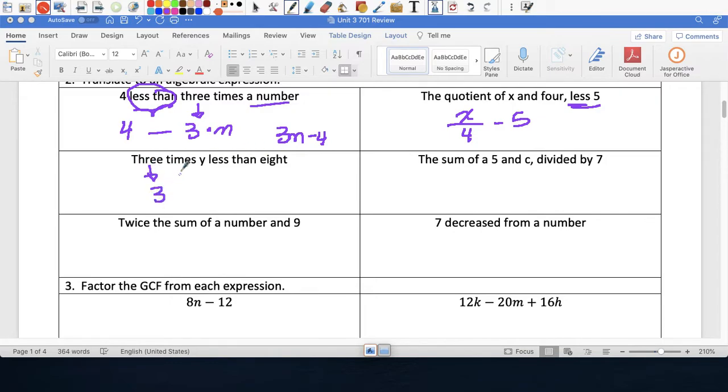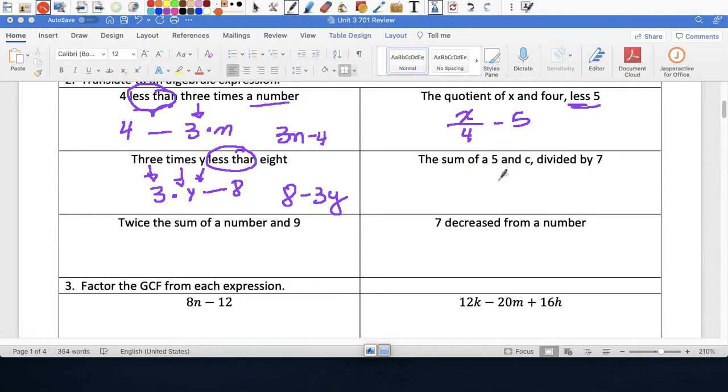3 times y less than 8. 3 times y less than 8. Again, it's the word less than. We're going to switch, so it becomes 8 minus 3 times y.